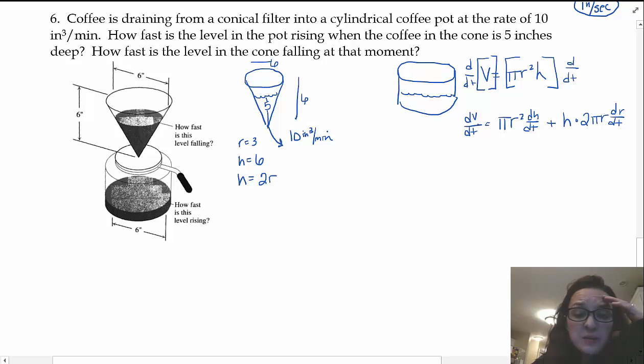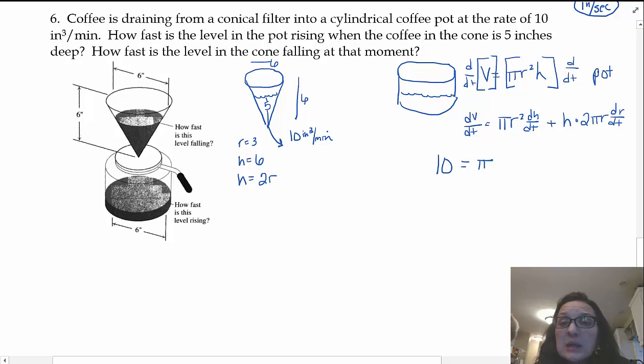And let's see, dV dt for the coffee pot. Well, the coffee in the pot's coming from the cone, so my cone is increasing the volume in the pot by 10. And then I have pi r squared. So let's see, the radius at this moment, well, it's 5 inches high. The radius is always half the height. So my radius would be 2.5, oh wait, no, this is my coffee pot, okay?